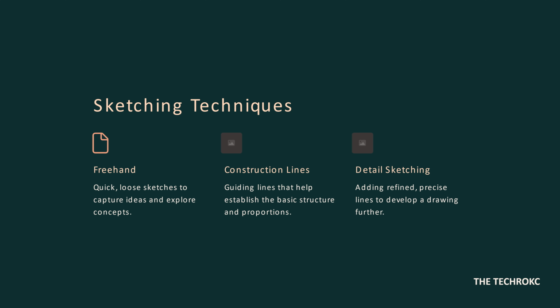Then we have construction lines. Construction lines are guiding lines that help establish the basic structure and proportion of a drawing. Due to time, I have not been able to mention other types of sketching techniques, but in subsequent videos, we might be able to touch them one after the other.